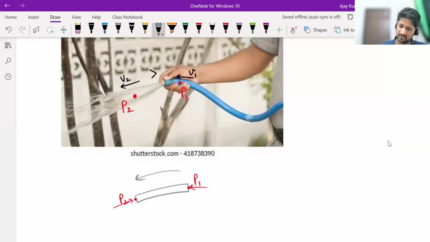Now it is accelerating to the left. Its speed is increasing to the left, means what? It is accelerating to the left. If it is accelerating to the left, there must be more force to the left than to the right. Means force due to P1 must be more than force due to P2. Only then it can speed up, no? So pressure P1 is more than pressure P2. Okay, that is correct actually.